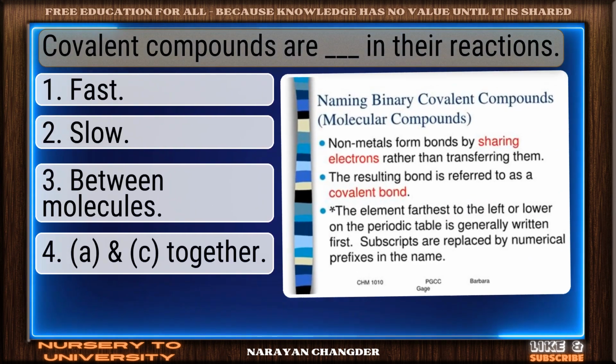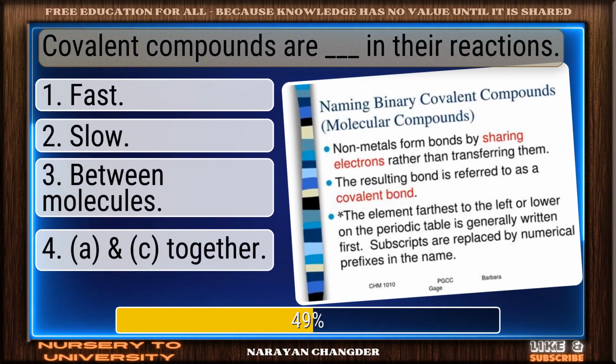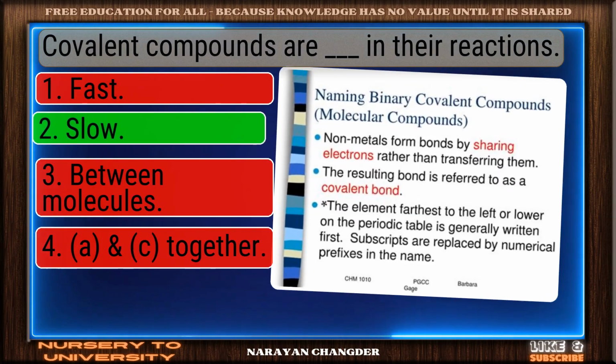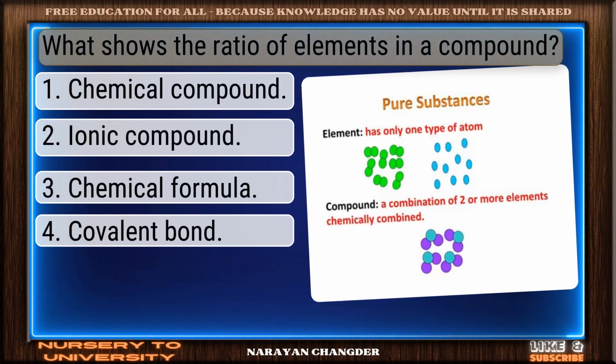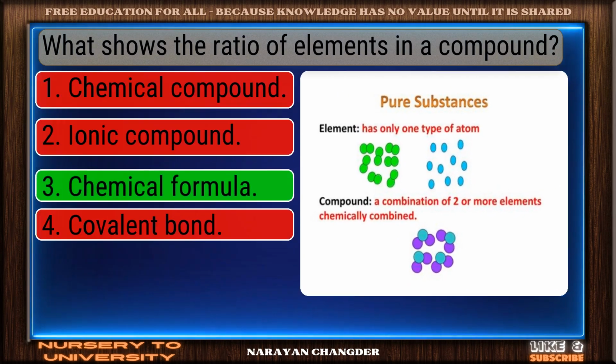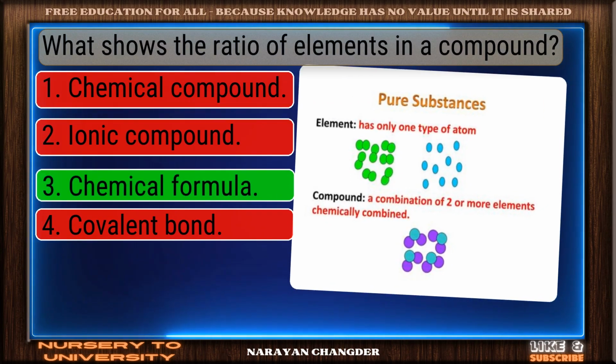Covalent compounds are dash in their reactions. Strong choice. Slow is the right answer. What shows the ratio of elements in a compound? Nicely done. Chemical formula is a solid answer.